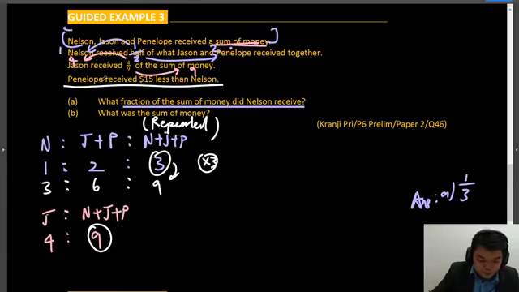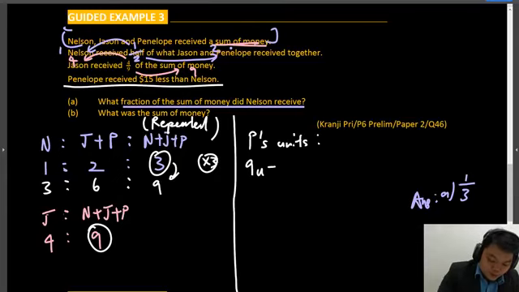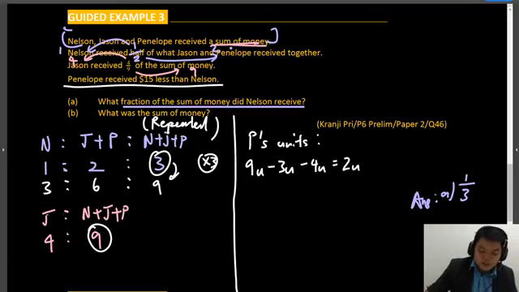Okay, I'm not too sure how to pronounce this. Okay, so Penelope or Penelope, not too sure. Okay, so over here we know how many units Nelson received. We know how many units Jason received, but we are not given Penelope's number of units directly. So that's something that we have to find out. So we say that P's number of units is going to be the total of 9 units minus Nelson's 3 units minus Jason's 4 units to give you 2 units.